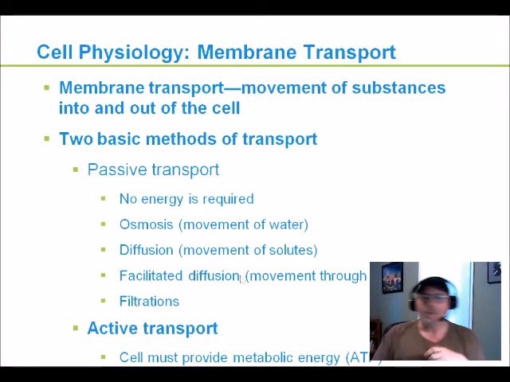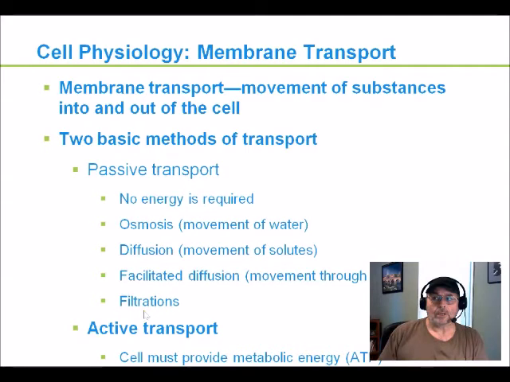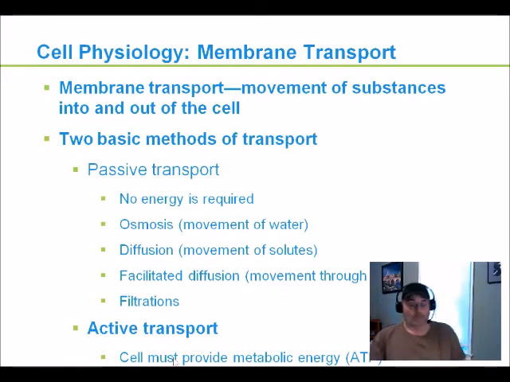And then we have facilitated diffusion. In facilitated diffusion, you have to have a doorway, basically something the appropriate size and shape to allow substances in, but it still doesn't require any energy from the cell. And then we have filtrations. In a filtration, what you're looking at is hydrostatic pressure. That is, if you make coffee, the force of water as gravity pulls it downward and through the filter. Now, active transport requires ATP. That is the energy currency of the cell.